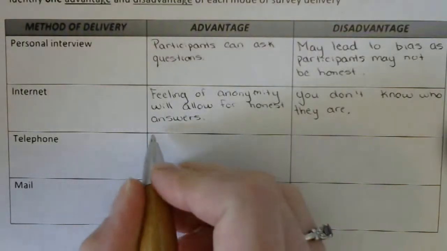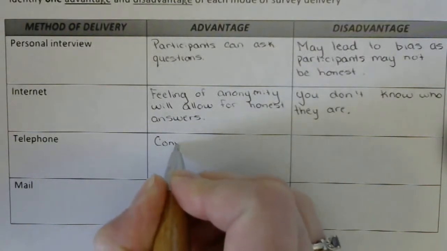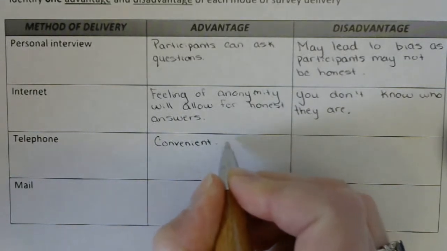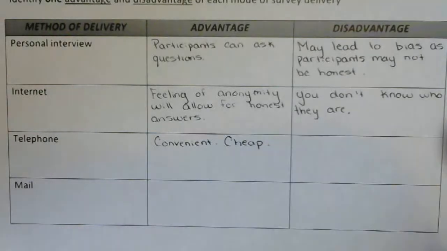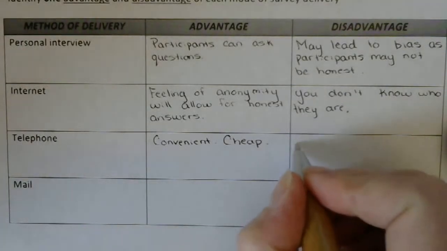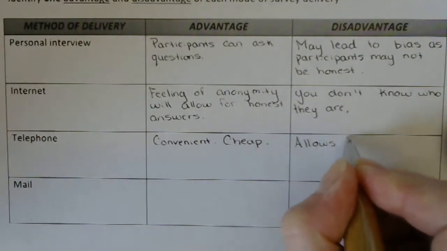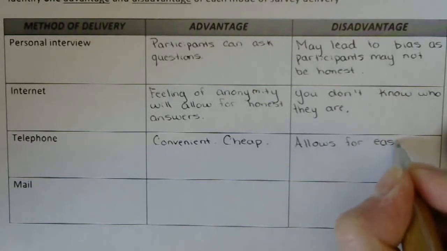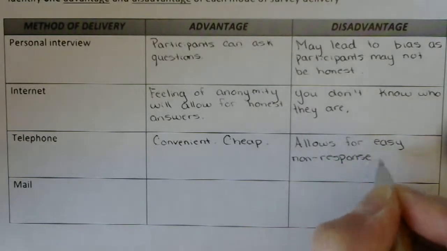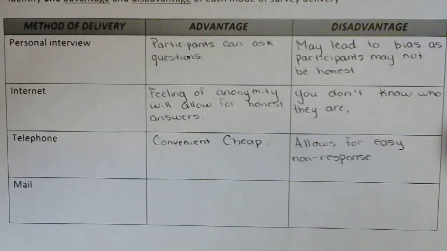So telephone, the biggest advantage for this one is it's convenient and it's cheap. Convenient, cheap, okay, you have one questionnaire, you read it on the phone, and you can collect your data right at home. So the problem with telephones is this one allows for easy non-response. Because if somebody doesn't want to do it, they just hang up the phone, okay? Which is unfortunate.